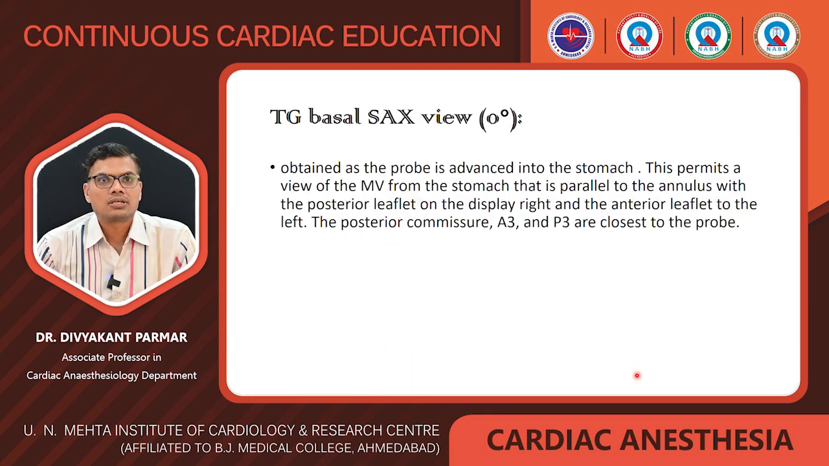Now coming to the transgastric view, the first one is the basal short axis view at 0 degree. This view is obtained as the probe is advanced into the stomach, so we cannot visualize any heart. That means the probe enters into the stomach. So this is the view of the mitral valve from the stomach, parallel to the annulus, with the posterior leaflet on the display right and the anterior leaflet to the left.